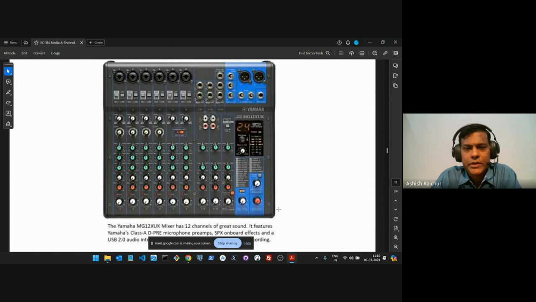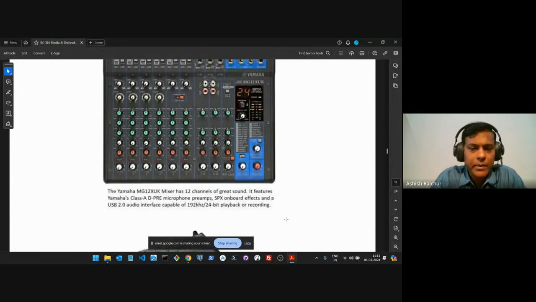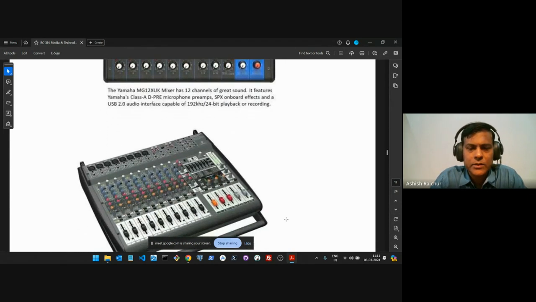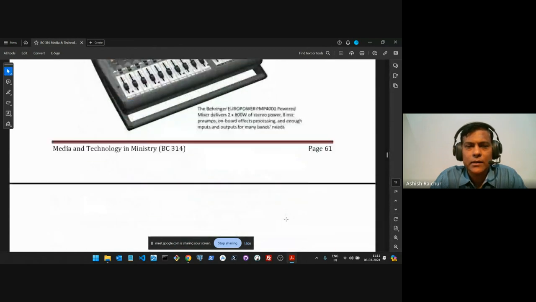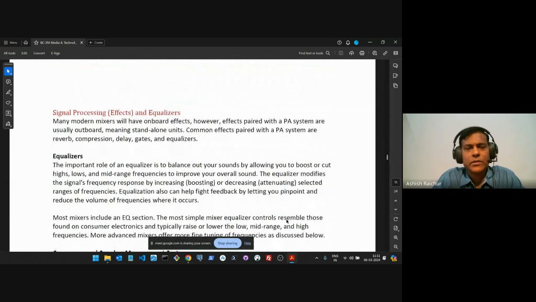Always think about the future, how the church is going to grow, how your worship team is going to grow, and buy something that you can grow with rather than just buying it for the immediate need. That's just my thought and recommendation based on what we've done.